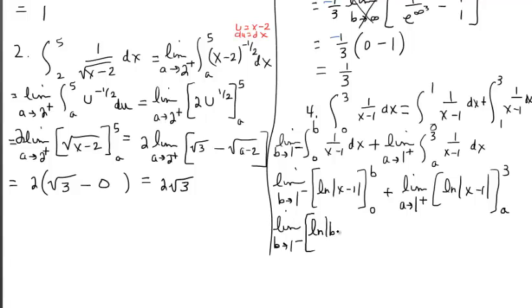So natural log absolute value b minus 1 minus natural log, oh, come back, plug in 0, minus 1 is negative 1, but the absolute value is 1, so that's really just natural log of 1. Natural log of 2 minus natural log absolute value a minus 1.